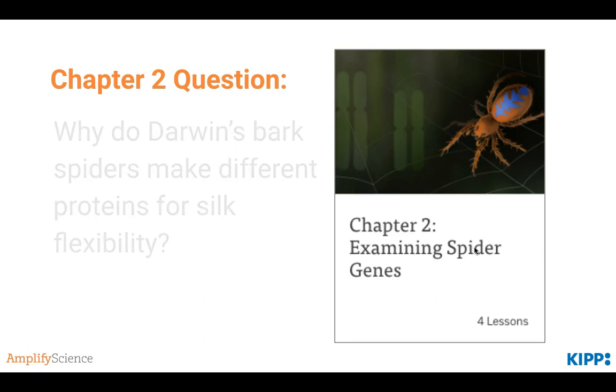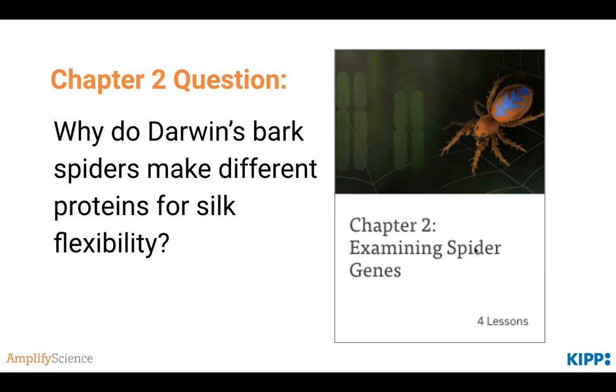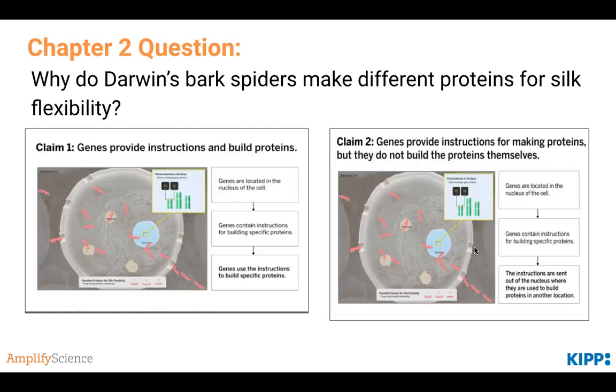In chapter two, students will be answering the question, why do Darwin's bark spiders make different proteins for silk flexibility? Students will learn that claim three was one that they could eliminate, and now they're grappling between these two different claims. Claim one states that genes provide instructions and build proteins. Claim two says that genes provide instructions for making proteins, but they do not build proteins themselves.